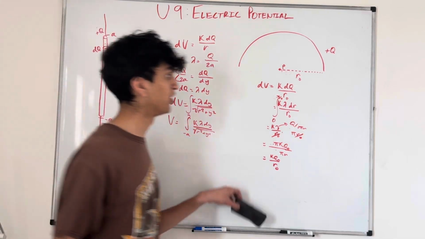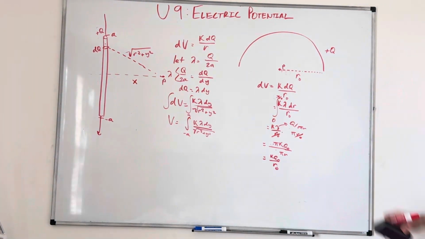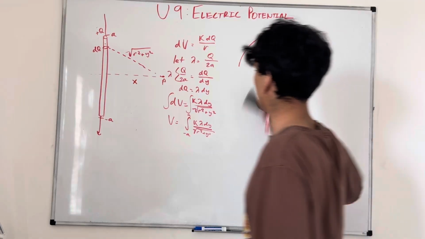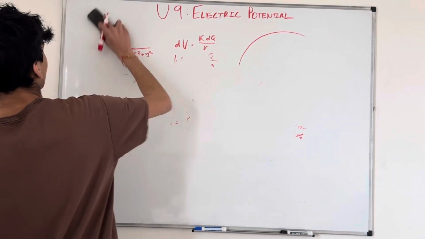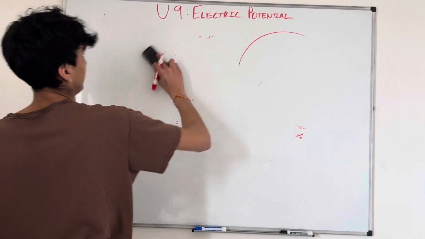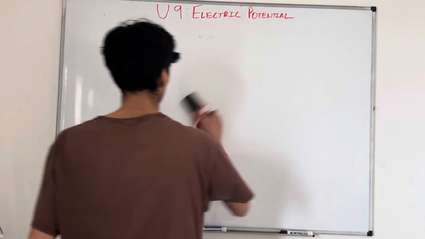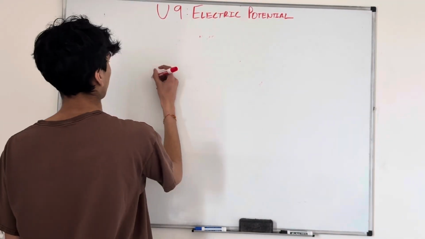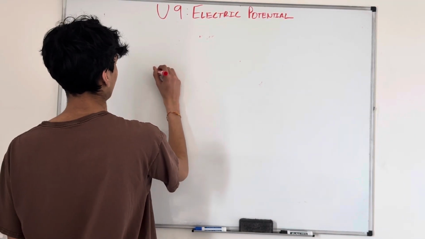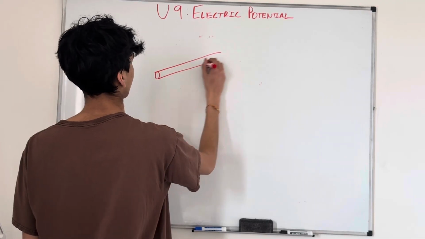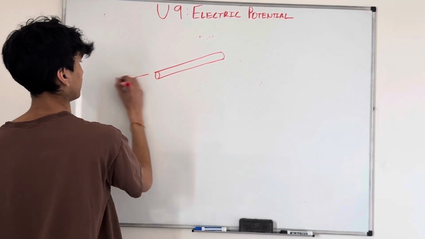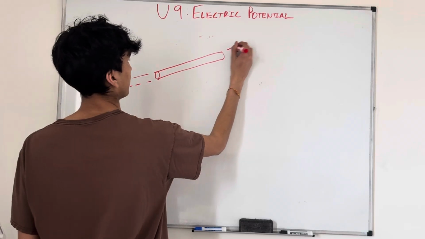Last thing I want to show you before we're done is a bit more of a Unit 8-9 cumulative problem. Let's say we had a whole line of charge, an infinitely long line of charge that we might have seen before. So it's like a skinny cylinder, and it's infinitely long.